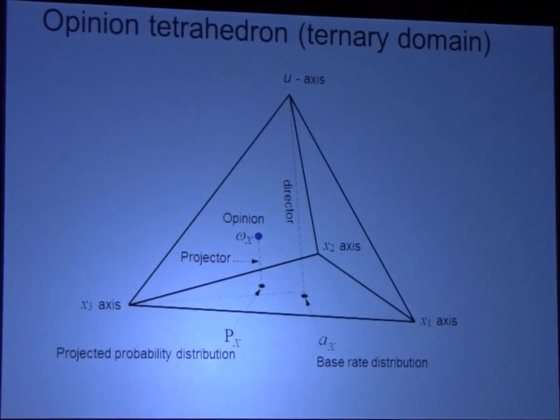So in the ternary case, if there are 3 possible values of the variable, then it's a tetrahedron. And the opinion point is now inside the tetrahedron somewhere. And in the same way, there is a base rate distribution. So it's a point somewhere on the base triangular plane. And you can draw a line from the top to the base rate point. And you can draw another line from the opinion point in parallel with the director line down to the base plane, and there is the projected probability distribution. So if you really want to have a probability distribution, there it is. That is like removing the uncertainty dimension. Then you get the probability distribution.